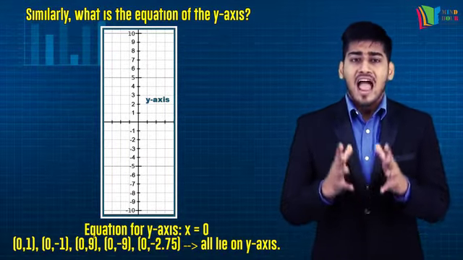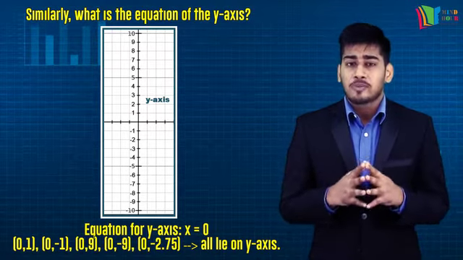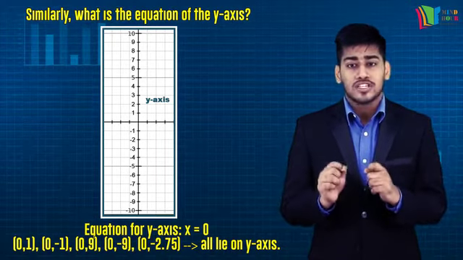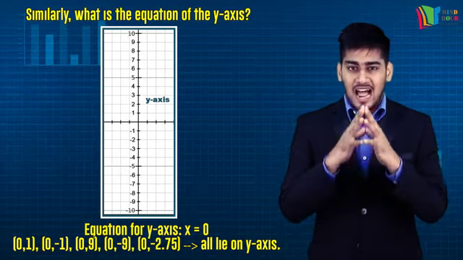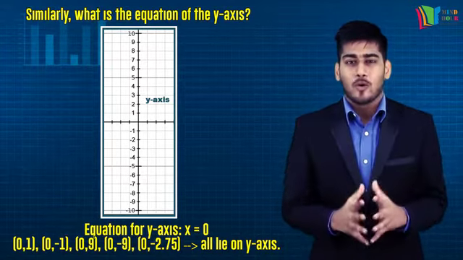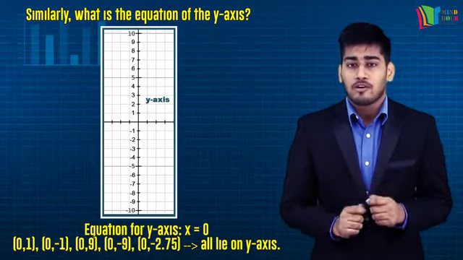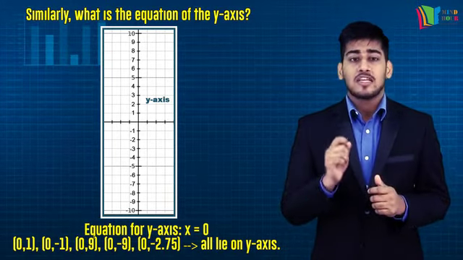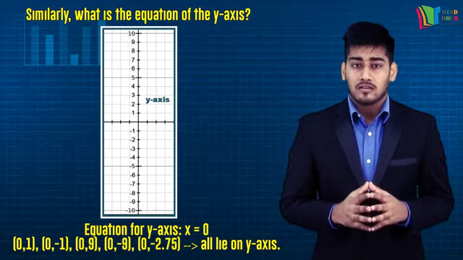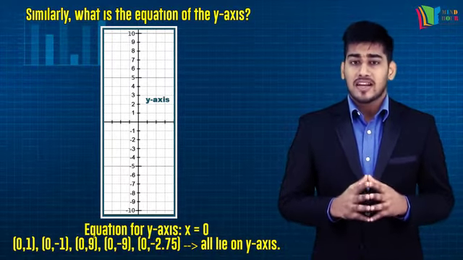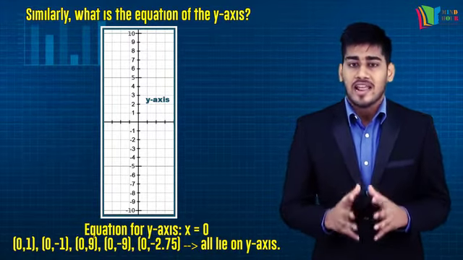I'll give you some time to find your answer. Till then, I can tell you that it is going to be a similar kind of equation as the equation for the x-axis. Alright, time's up. This is the answer. x equal to 0 is the equation for the y-axis. It is made up of infinite number of points that have their x-coordinates equal to 0. That is (0, 1), (0, -1), (0, 9), (0, -9), (0, -2.75), etc. all lie on the y-axis.